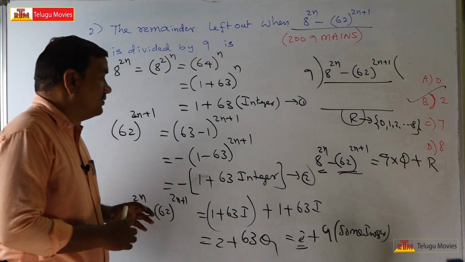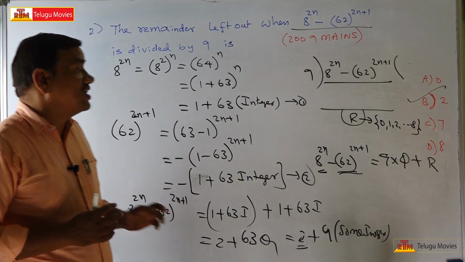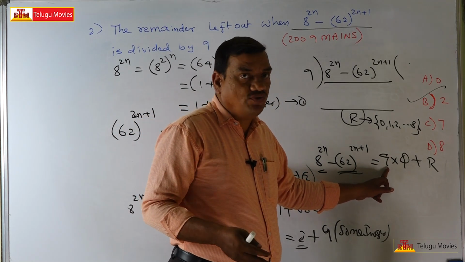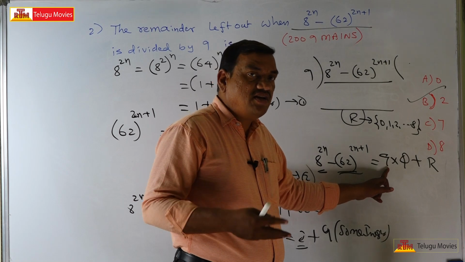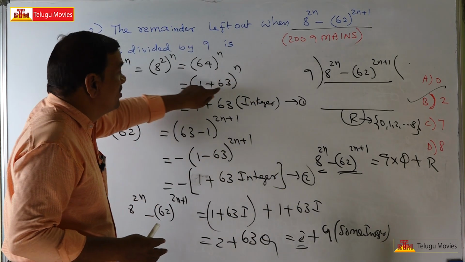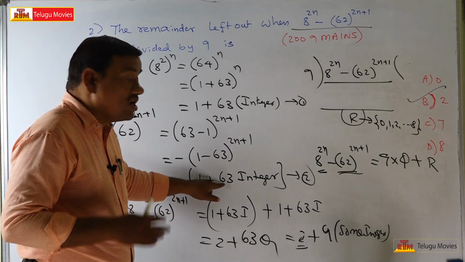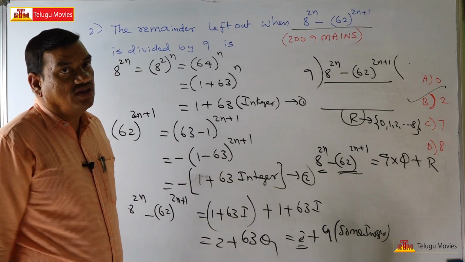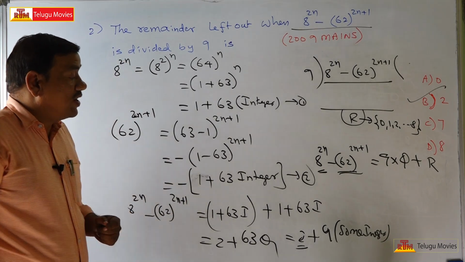Wherever we have to, we only concentrate on the multiples of 9. Multiples of 9 we have to concentrate: 9, 18, 27, 63, like this. So I concentrated on 63. So here also 63 minus 1, 63. So everything is okay. I hope that you understand this solution.